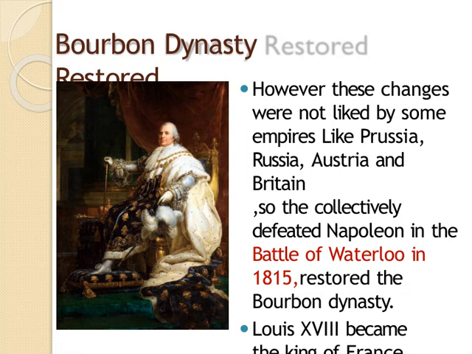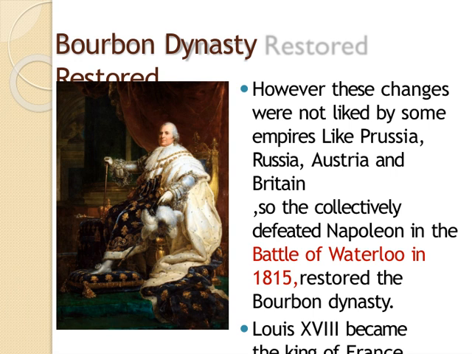After Napoleon's defeat, there was a significant shift in the political landscape in France. The Bourbon dynasty was restored, which marked a return to the old monarchical order. However, this change was not universally welcomed. Empires like Prussia, Russia, Austria, and Britain were actually quite unhappy with Napoleon's rise and his expansionist policies. They saw his defeat as an opportunity to restore stability and conservative order across Europe.